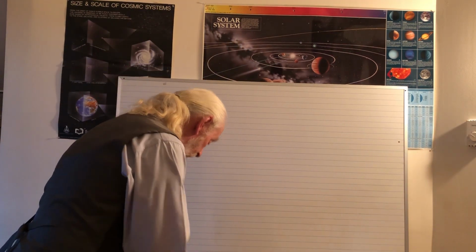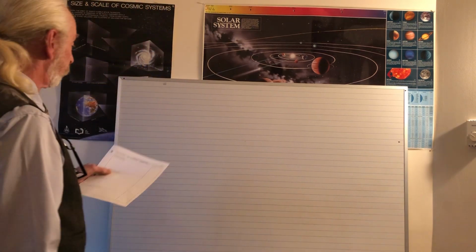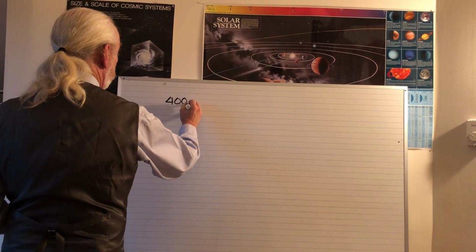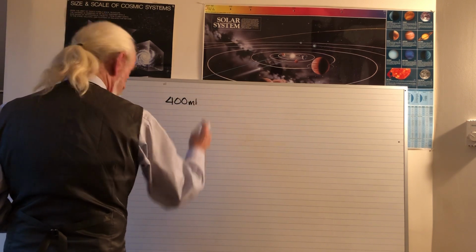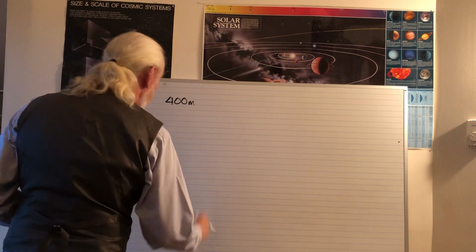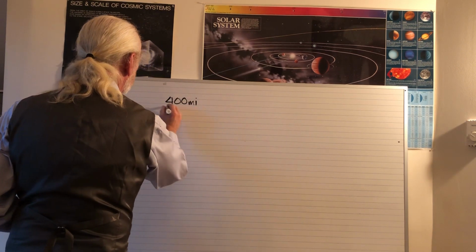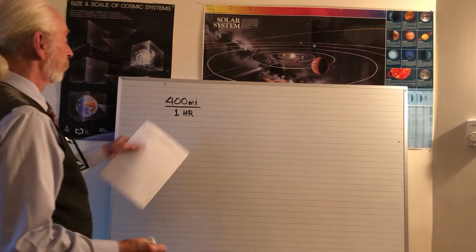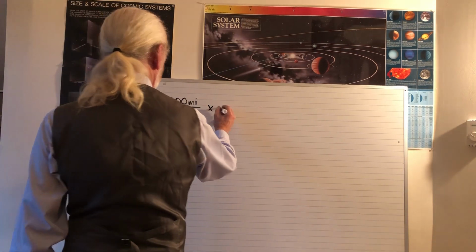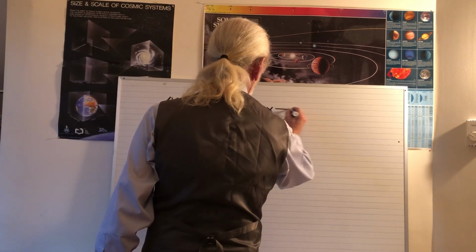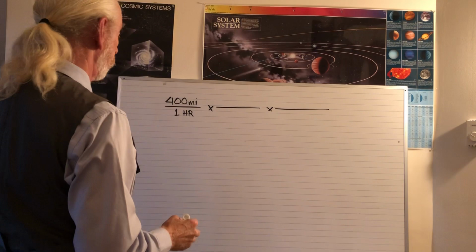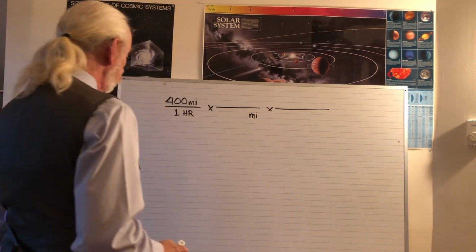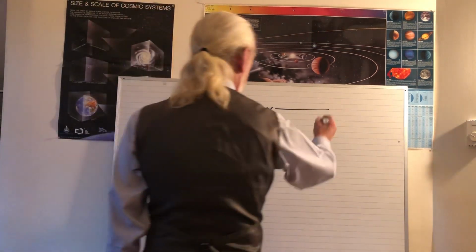The first one, we're going to convert 400 miles per hour into feet per second. 400 miles per 1 hour. Okay, I got two things to convert. I need two factors. How do I cross-cancel miles? I put miles down here. How do I cross-cancel hours? I put hours up here.